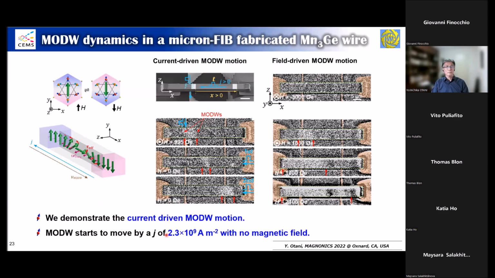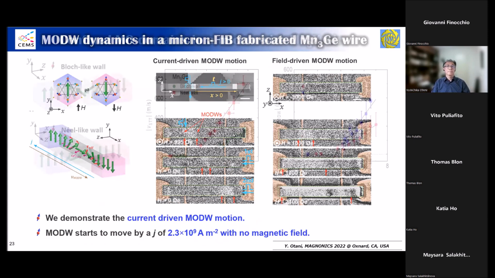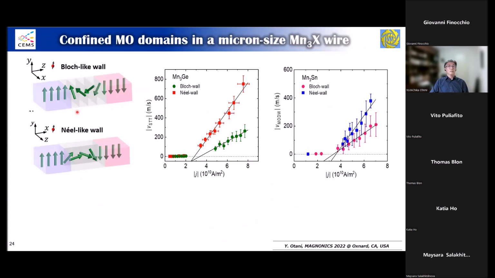So we demonstrated current-driven MODW motion, magnetic octupole domain wall motion, and the magnetic octupole domain wall starts to move by a current of 2.3 times 10 to the 9th ampere per meter squared with no magnetic field. This is a very small value. Then we did a systematic measurement for Bloch-type walls and also Néel-type walls. Néel type means spins rotate in the same Kagome plane. But in the case of a Bloch wall, the Kagome plane is stacked in this way. That is the difference between Bloch-like and Néel-like walls.